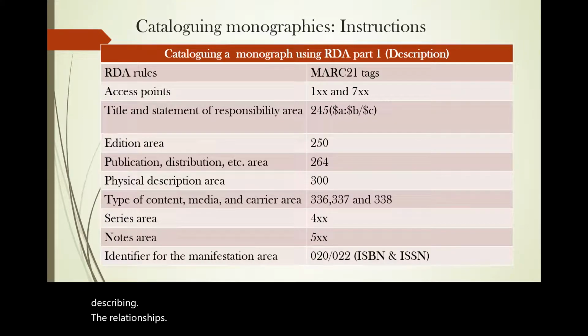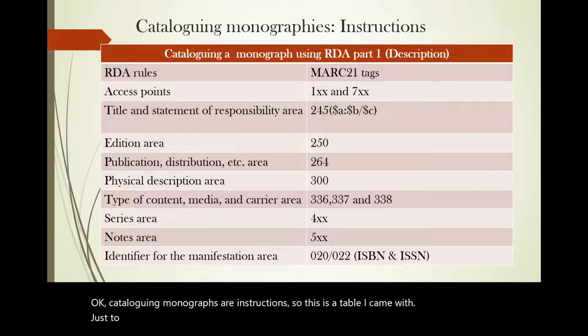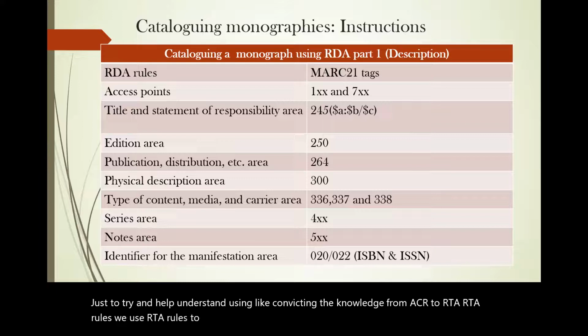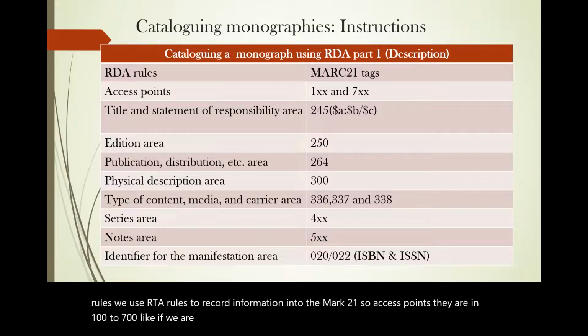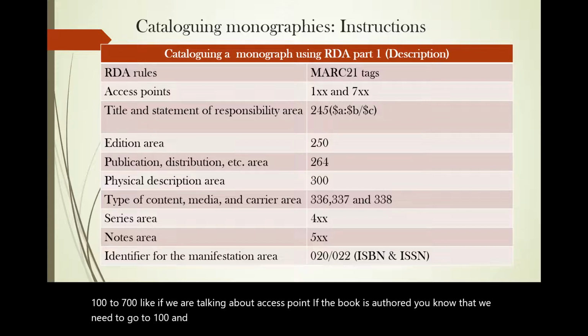Cataloging monographs instructions. This is a table I came with just to help colleagues convert the knowledge from AACR to RDA. We use RDA rules to record information into MARC 21. So access points are in 100 to 700. If the book is authored, we know that we need to go to 100 and have the author. Then other contributors go to 700.